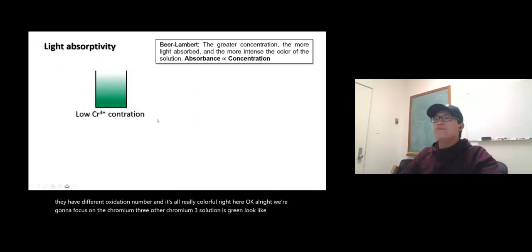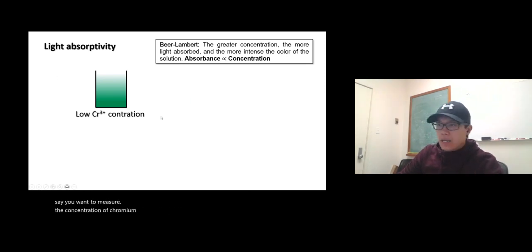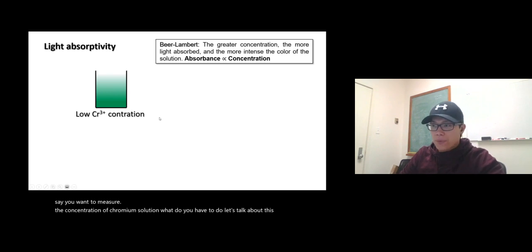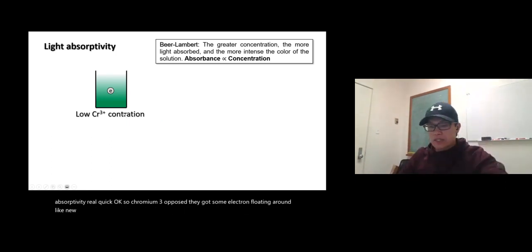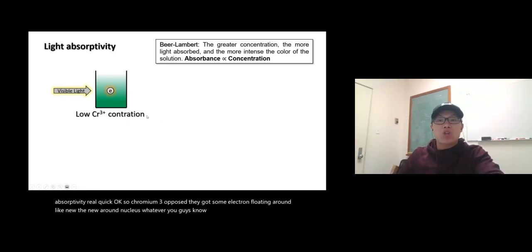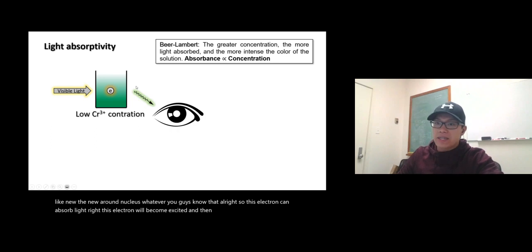So let's say you want to measure the concentration of a chromium solution. What do you have to do? Let's talk about light absorptivity real quick. Chromium 3, of course, has electrons around the nucleus. You guys know that. This electron can absorb light, become excited, and then release energy. This energy gets to our eyes, and our eyes see that green color.